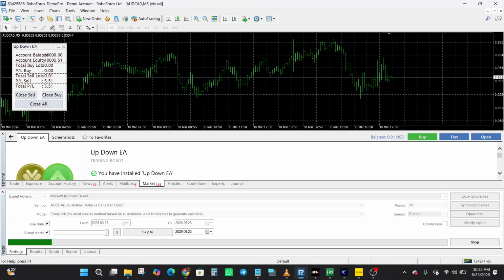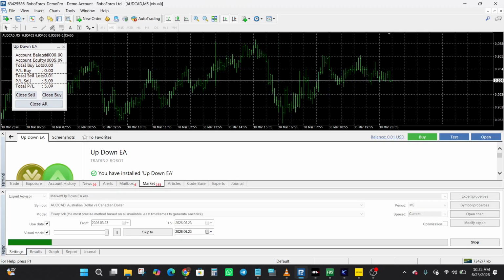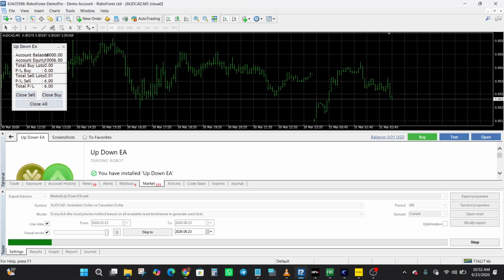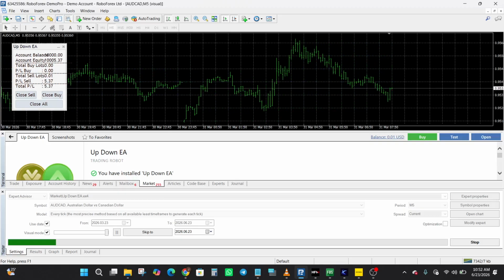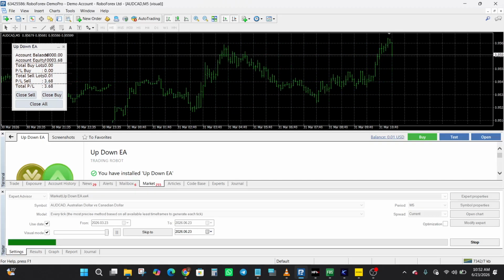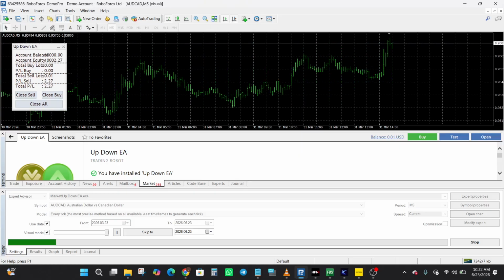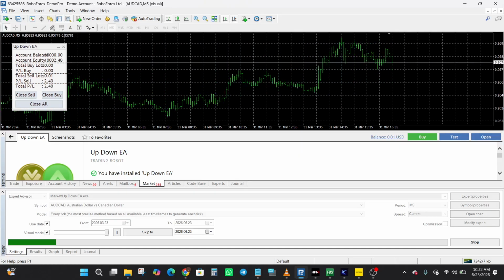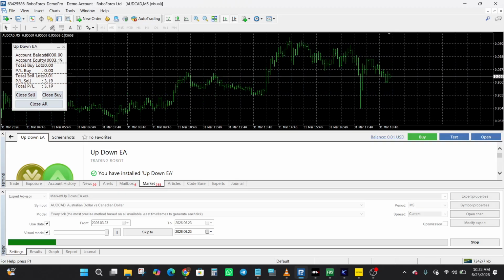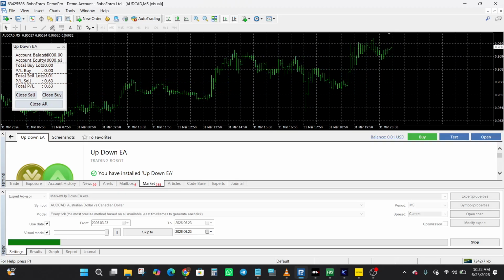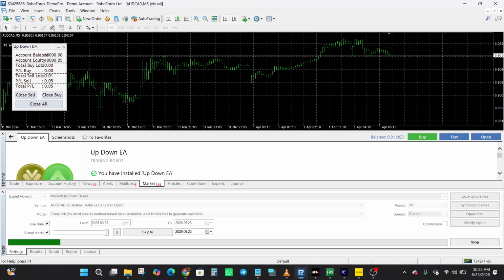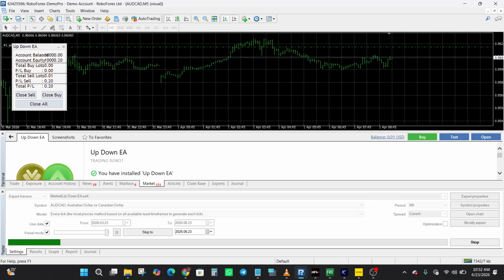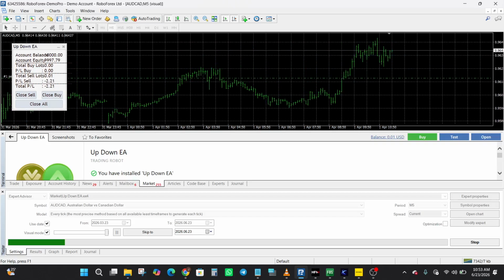So overall, the up-down EA for MT4 is presented as a low-cost, highly configurable trading system built around hedge and grid martingale strategies, with additional manual control options through chart-based entry zones. Now, as always, careful testing and risk evaluation are essential before considering any live trading application.